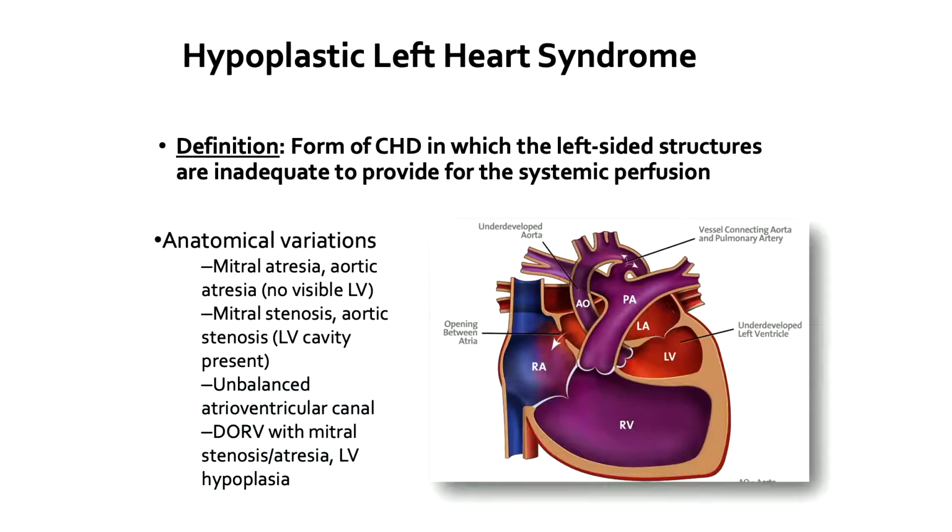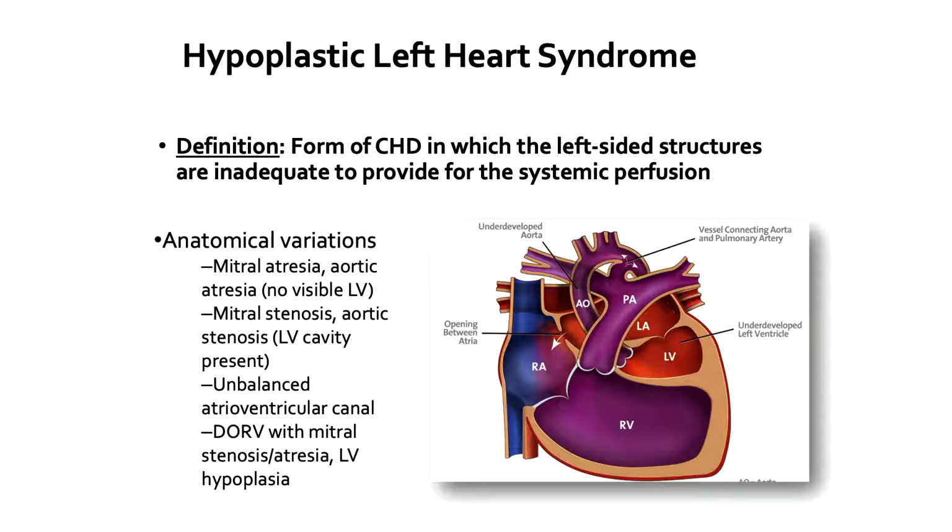So the definition of this condition, interestingly, it's not a single condition. And this is important because whenever we talk about genetics, people often ask, okay, what are the genes or what's the genetic backdrop to hypoplastic left heart syndrome? It's not a single condition. It is a categorical diagnosis that's defined as a form of congenital heart disease in which the left-sided structures are inadequate to provide for systemic perfusion.